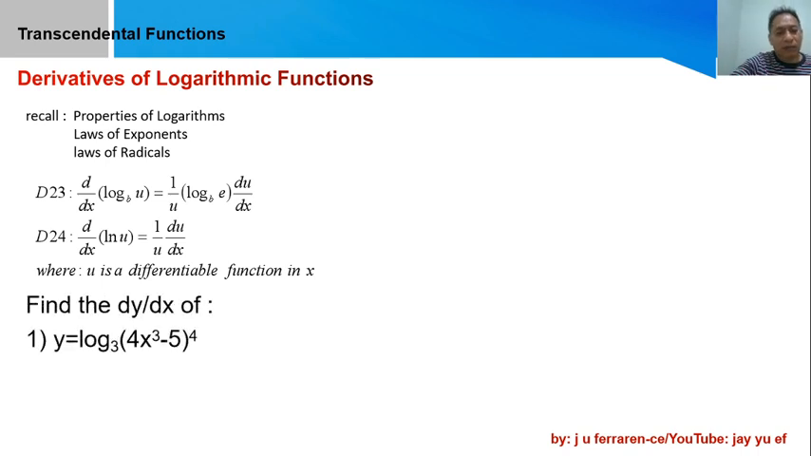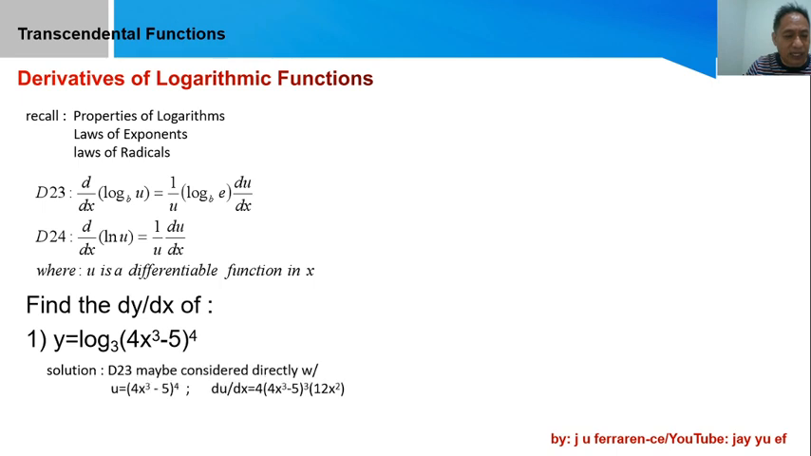Now, if you are given a problem like this, where you have a logarithm that is raised to a power, you may treat this directly as your u. So the base is 3. You may differentiate directly using the d23. So what is our u? Our u is the function that has an exponent of 4. So we have 4x cubed minus 5 raised to the 4th power. The derivative of which under the power rule is equal to 4 times the quantity 4x cubed minus 5 raised to 3. Then take the derivative of your function, that is 12x squared.